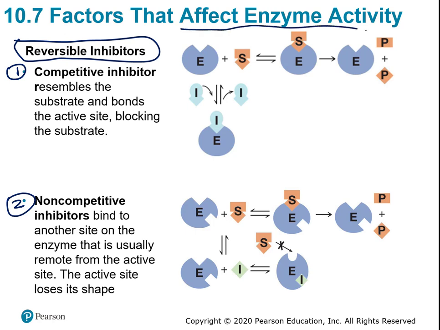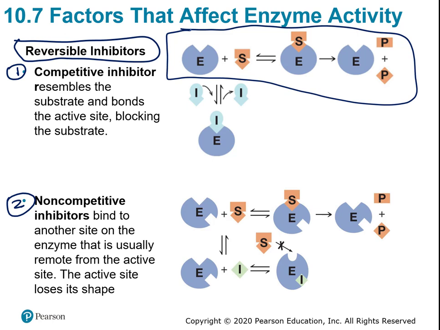So this, going across, do you see that that's kind of the normal reaction? Enzyme and substrate. Substrate binds, product is made, product is released. Enzyme can do it again. Enzyme binds the substrate, then it makes the product, releases the product, enzyme can do it again. So that top one, that is the normal reaction.